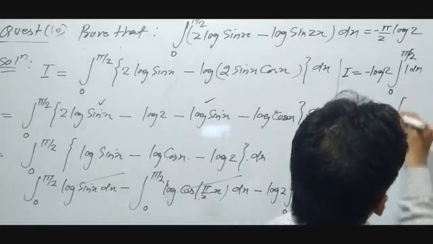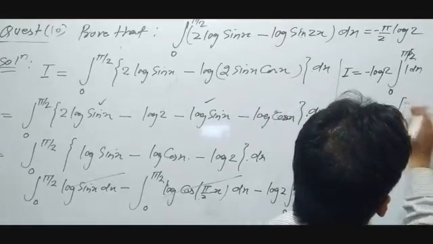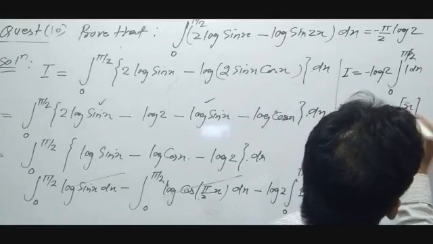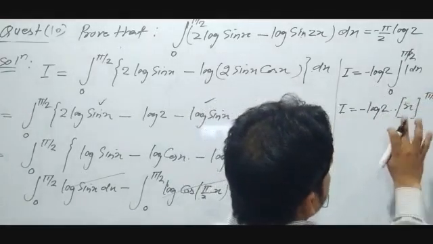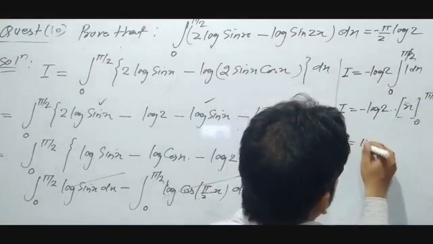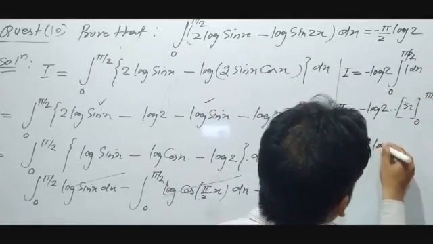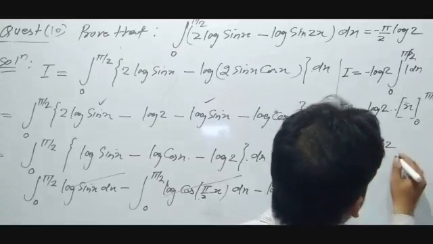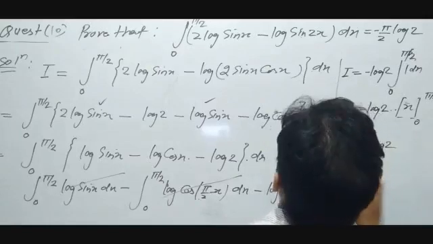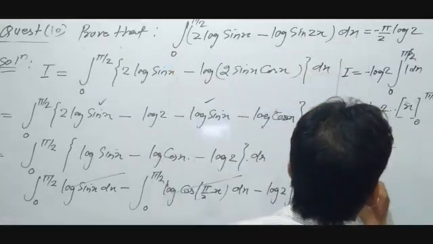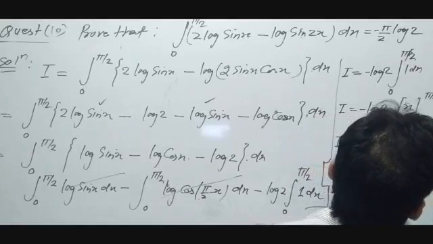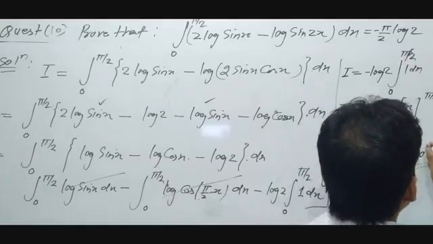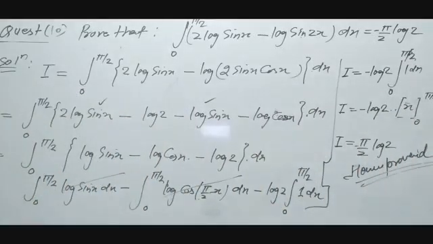So I is equal to minus log 2, its result will be x. So integration of 1 dx result is x, from 0 to pi by 2, and this calculation will be pi by 2 minus 0. So I is equal to only minus pi by 2 log of 2. This is the proof, minus pi by 2 log 2. Hence proved. Now question number 10 is completed.